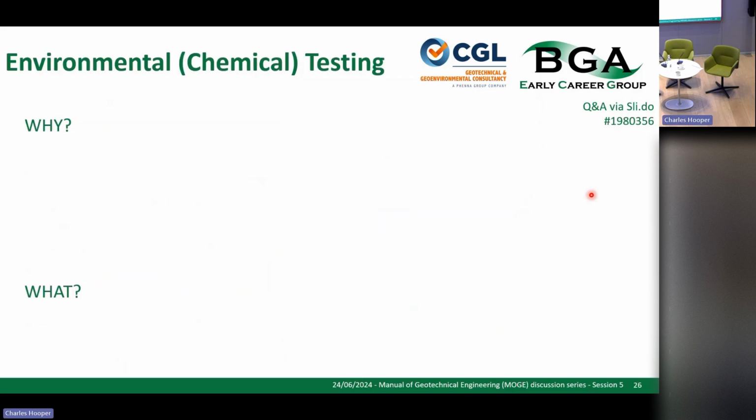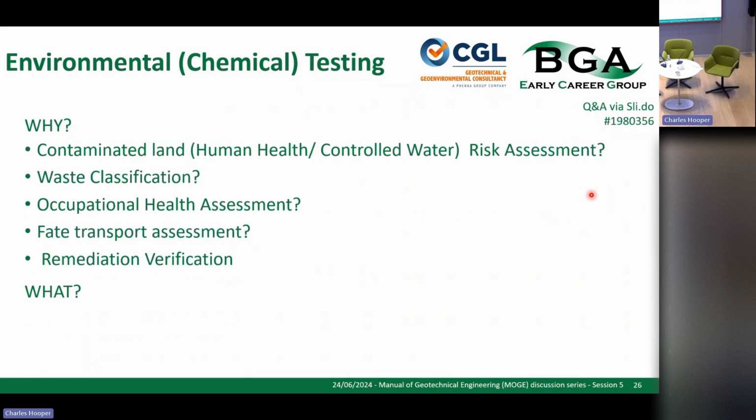Moving forwards to the primary subject that I was going to talk about: the chemical testing. Why do we do this testing? There's numerous reasons. Quite often, for those of you that work in development and contaminated land, it will be for some sort of risk assessment, whether it's human health, controlled waters, or vapors. That's the risk assessment that builds into our CSM. We're also looking at waste classification, and your samples may be doubling up on that, but just be careful that you're testing the right thing for both purposes.